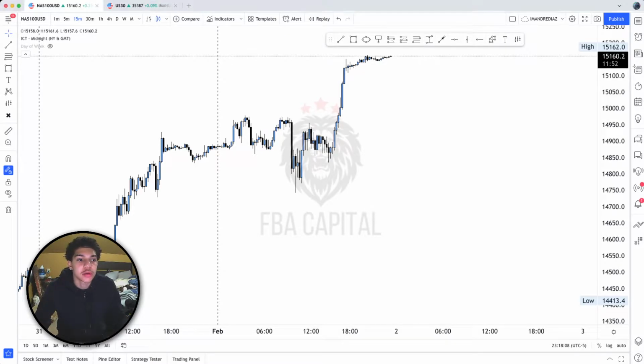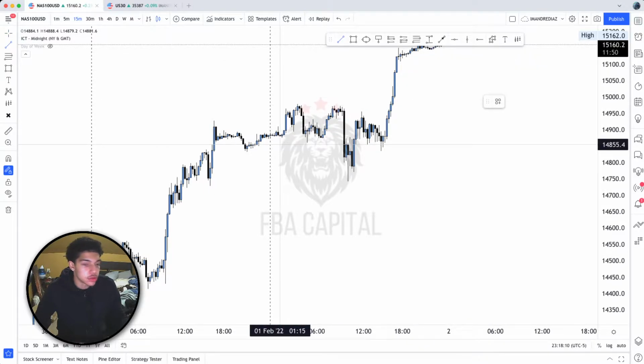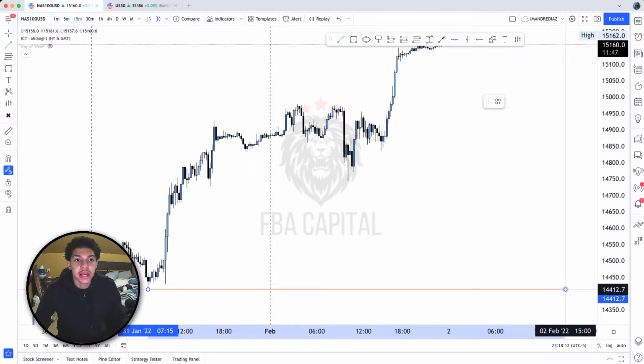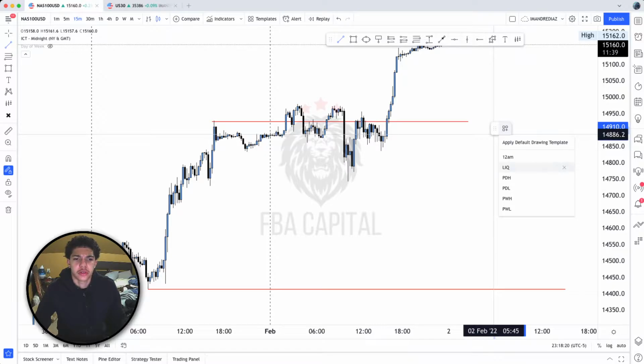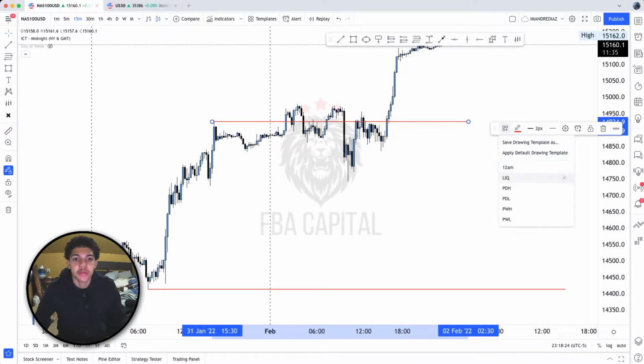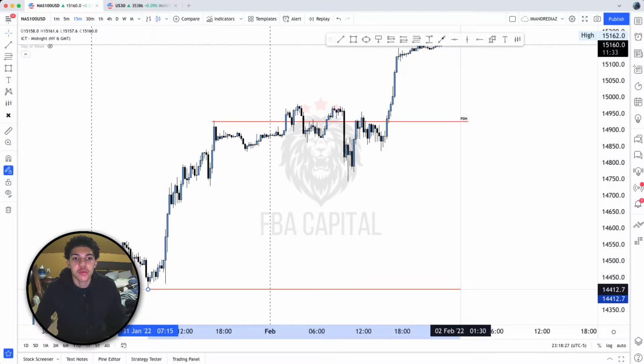First things first, I'm going to mark up the previous day's highs and lows. The one that got ran was the previous day's high, as you can see right here. Interesting. Okay, so we got the previous day's high, not right there, we got the previous day's high right here. Then we got the previous day's low all the way down here. The previous day's high is the one that got ran through.